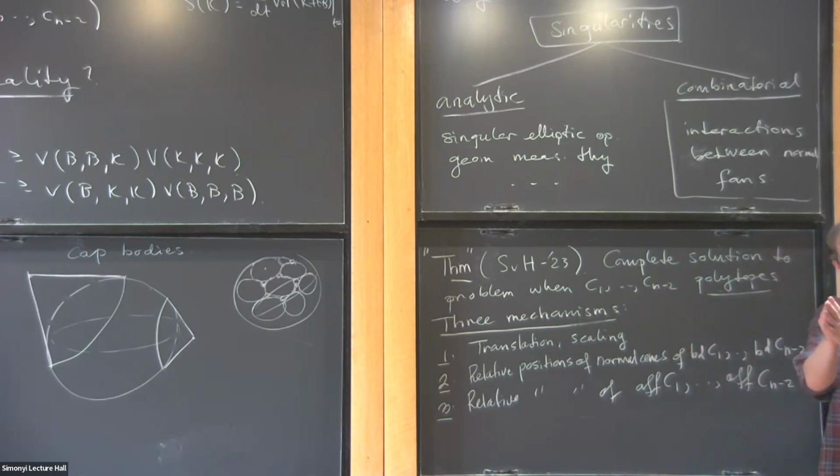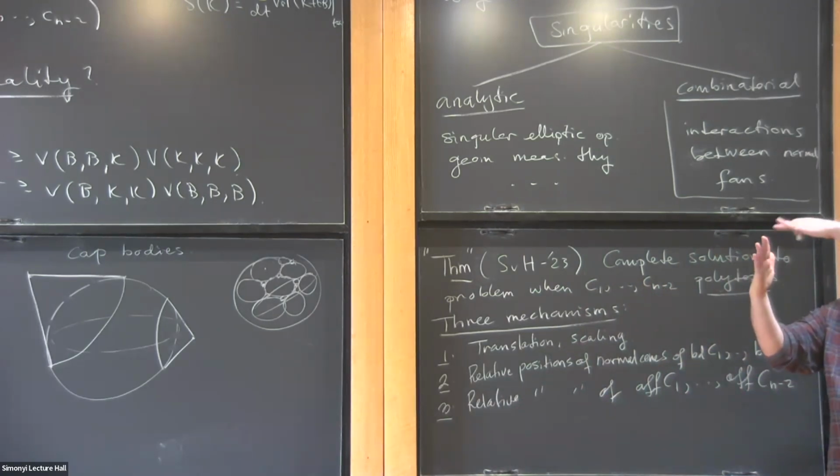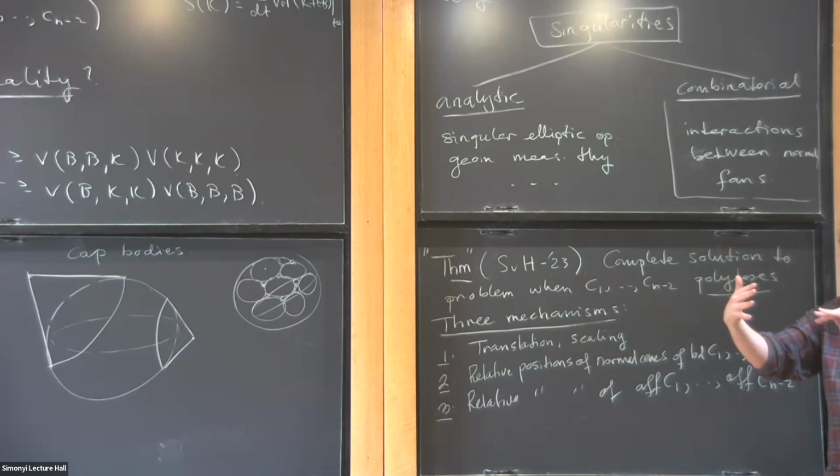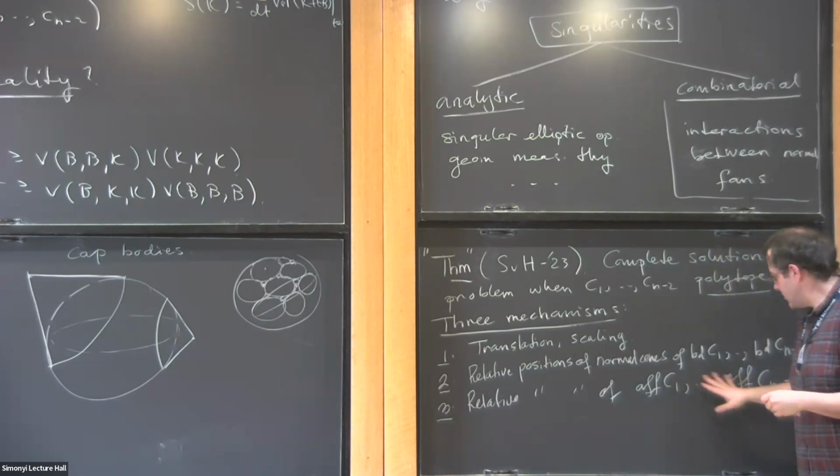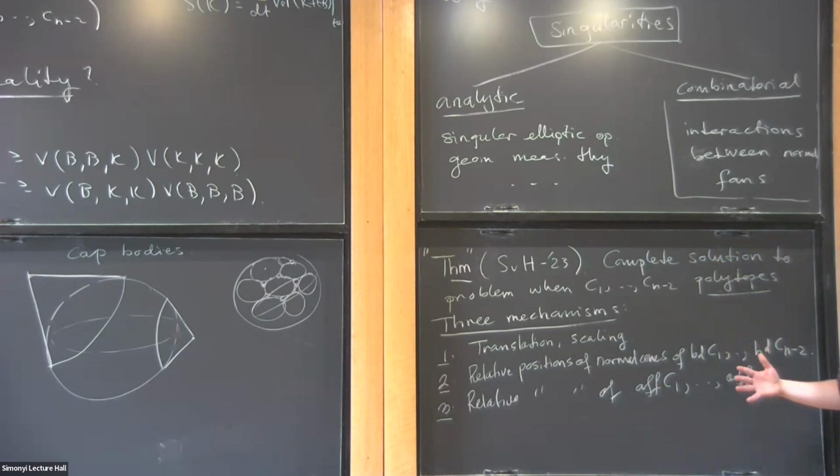I can take a flat pancake. That's still a convex body in Rn. Now, such a body has volume 0, but the mixed volumes of these bodies are not necessarily 0. Right? Because if I take a flat pancake in this direction and a flat pancake in that direction and I add them up, I get a cube, something with positive volume. So these bodies C1 to Cn minus 2 don't have to be full dimension. They could be lower dimensional.